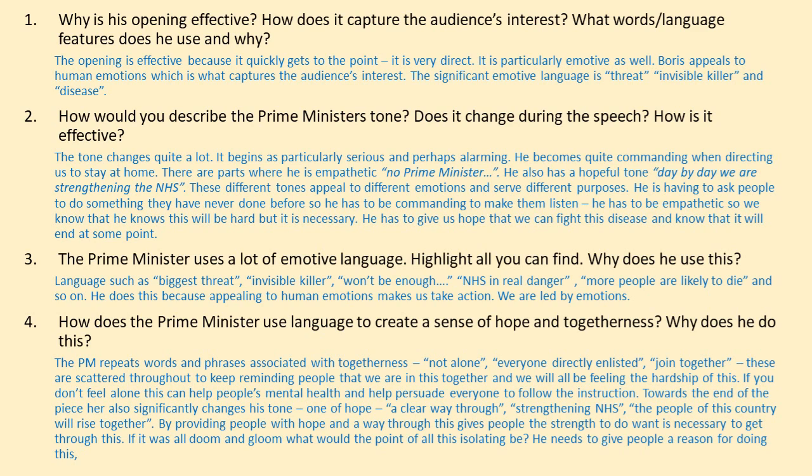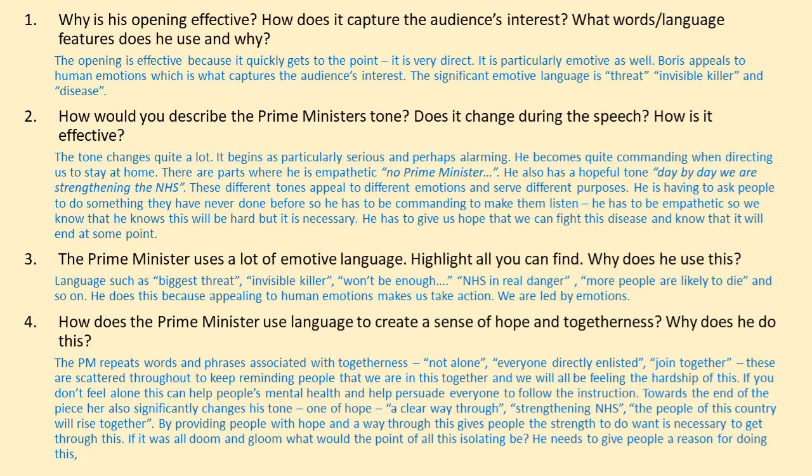The significant emotive language is threat, invisible killer, and disease. What kind of emotions do you think these words make people feel? So it probably makes people feel that they have to listen to his message because these are very scary things. How would you describe the Prime Minister's tone?